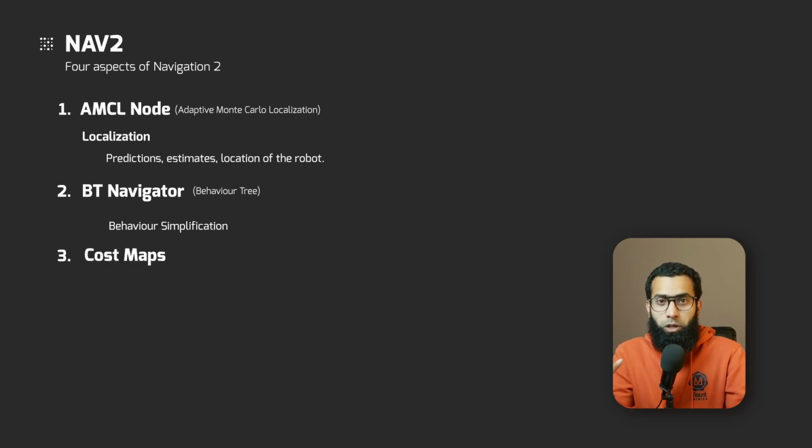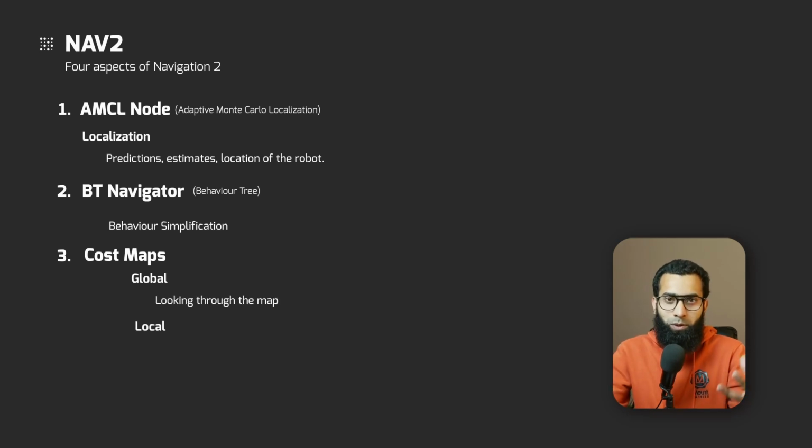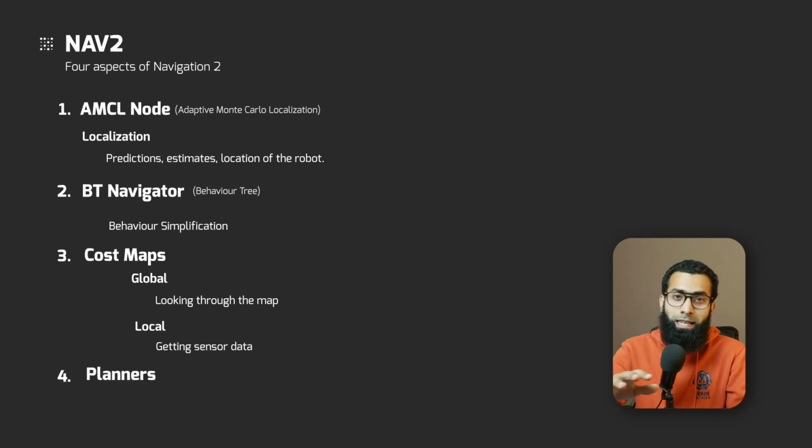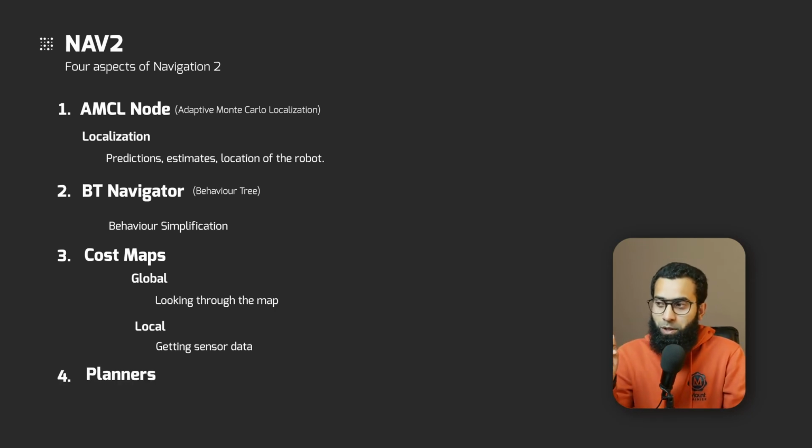The third part is cost maps. So there are two cost maps, global and local cost maps. Global is going to be looking through the map and local is going to be getting the sensor data. Fourth point is planners. Planners are the most important part of the navigation stack because they provide the motion plan that you are producing, utilizing the cost maps as well. You can also write your own planners, but in this lecture we are going to be using the DWB planner.